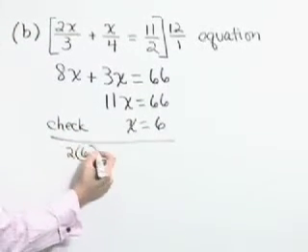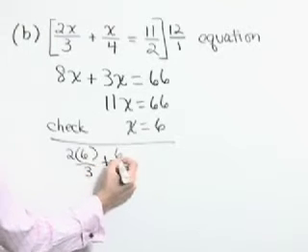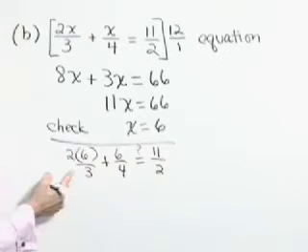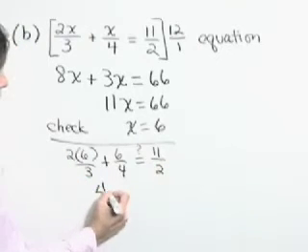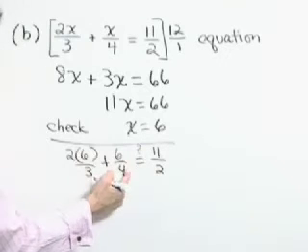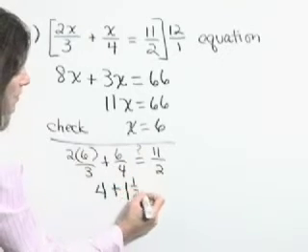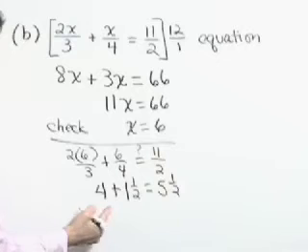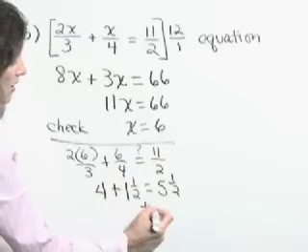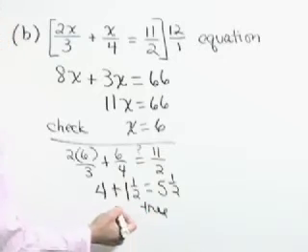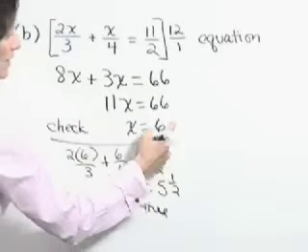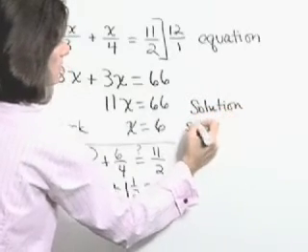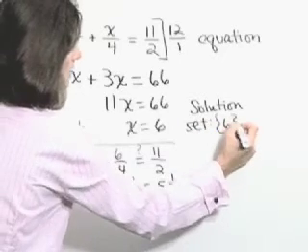So is 2 times 6 over 3 plus 6 over 4 equal to 11 halves? That's 12 thirds, or 4, plus 6 fourths is 1 1/2. Is that equal to, in mixed form, 5 1/2? Well, sure, 4 plus 1 1/2 is 5 1/2. That's a true statement. So we've solved this equation. Let's identify the solution by saying the solution set is the number 6.